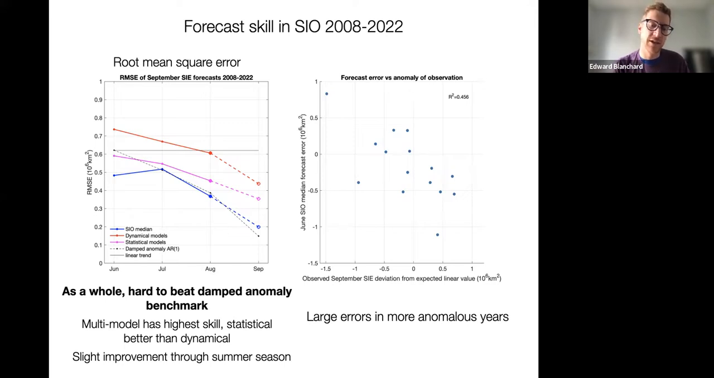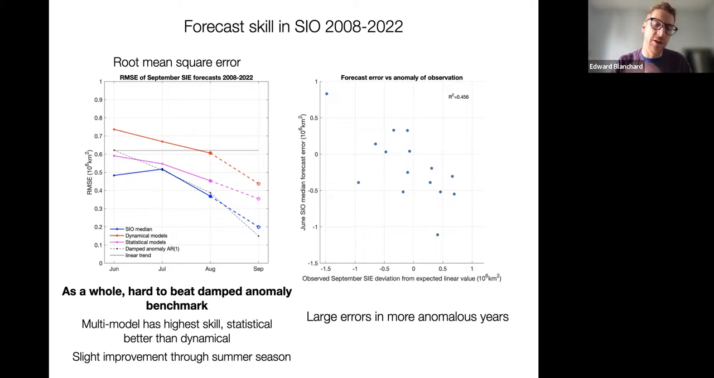So since 2008, we've always had those three forecasting initializations. And since 2021, we've also added early September. The reason why it's dashed is because we just have 2 years for September. So, you know, it's a much smaller sample size.